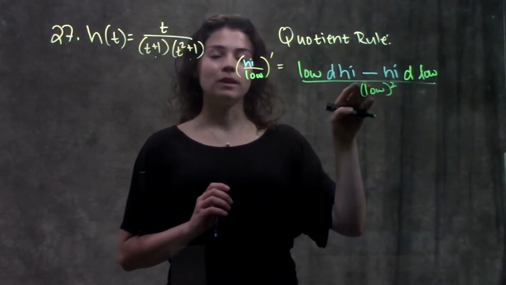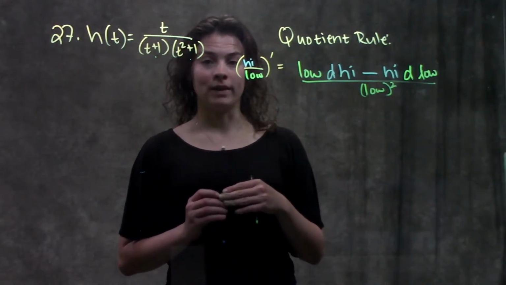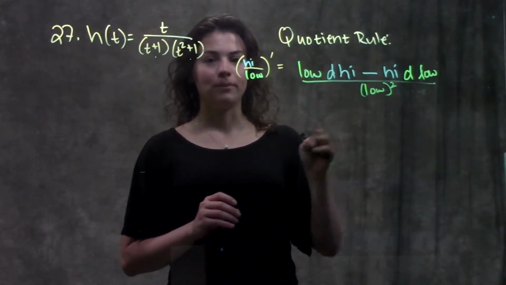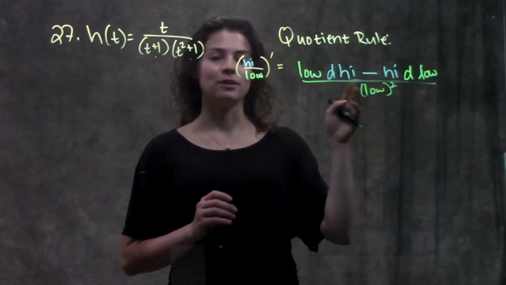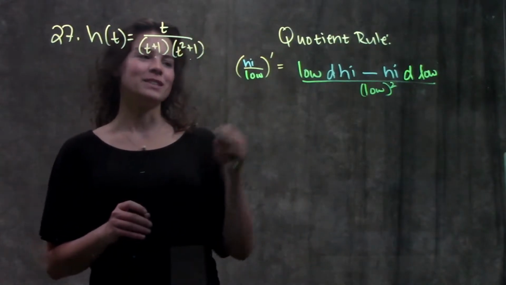And notice that in the middle here there's a subtraction sign. That means that my order is really important in this formula, because if I were to flip my high and my low, I'd get the wrong answer here. So make sure that you do low times the derivative of the high minus high times the derivative of low, all over low squared. Okay, so let's apply this.